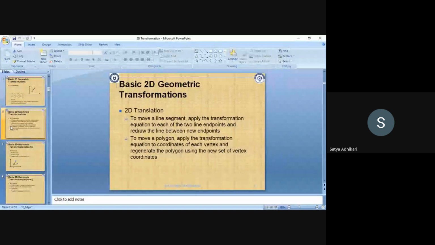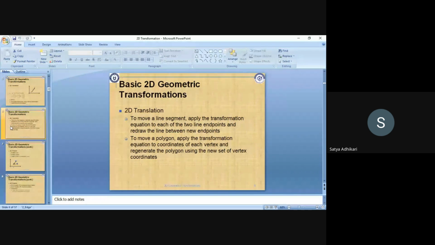Suppose P and Q are the endpoints of a line. You have to only translate P to P dash and Q to Q dash, applying the translation. After translating these two points, you have to redraw, join these two points, and you will get a new line after translation.